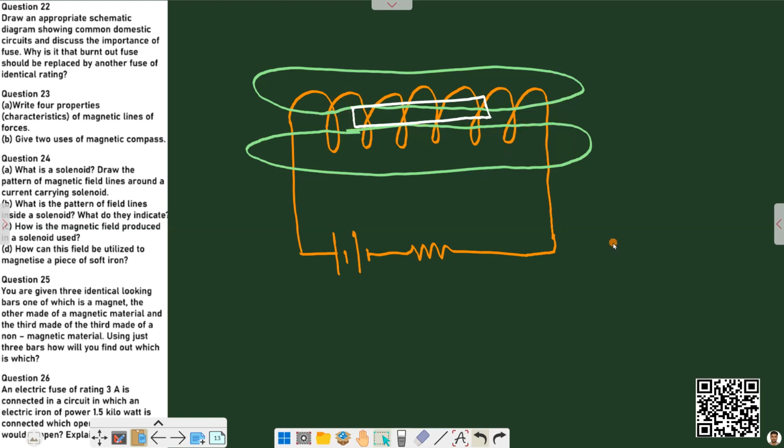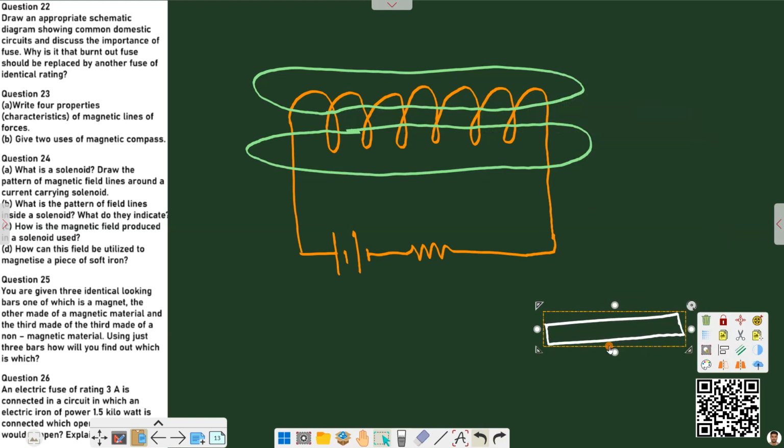and when it is placed inside the solenoid, changes happen in the magnetic structure of the iron. Due to those changes, when we bring this piece back out of the solenoid, we will find that this piece started behaving like a magnet. That's how we make permanent magnets of any shape.